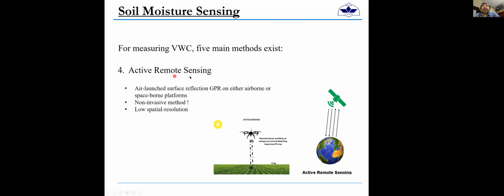This is called active remote sensing because this platform, whether spaceborne or airborne, first transmits a signal and then that signal is received back. That is why it is called active.